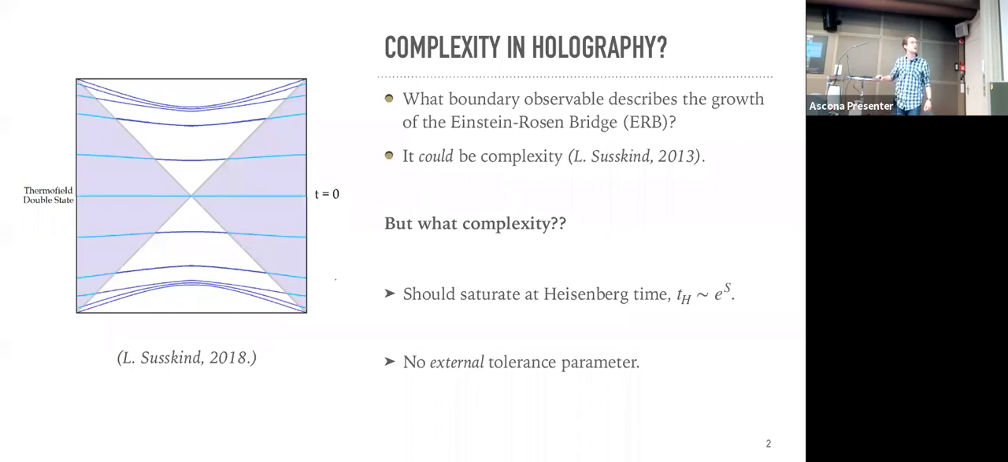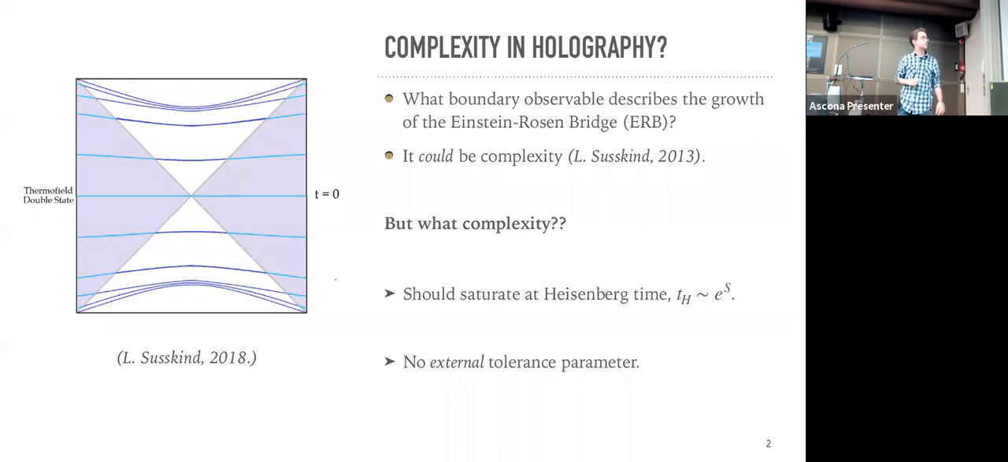Okay. So yes, I'm going to speak about the C word, which is complexity. For the non-initiated, there has been an increase in interest in complexity in the field of holography in the last couple of years, which mainly dates back to a question: what is the boundary observable that describes the growth of the black hole interior, or the Einstein-Rosen bridge, in other words.